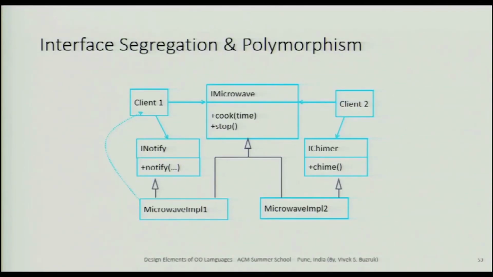Now from our perspective, the object oriented languages perspective, the microwave interface has not changed. That is a very important point, the contract remains the same. There is another interface that is implemented now, which is notify, by microwave implementation 1, and implementation 2 has introduced a chime. So an interface actually has to be used wisely, and it formalizes a certain way of doing polymorphism with multiple implementations, but they must be used wisely.